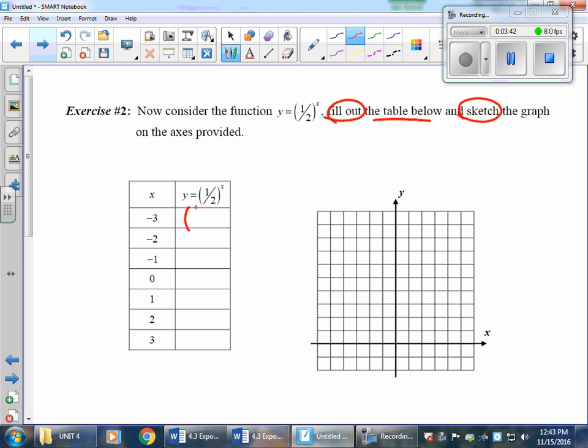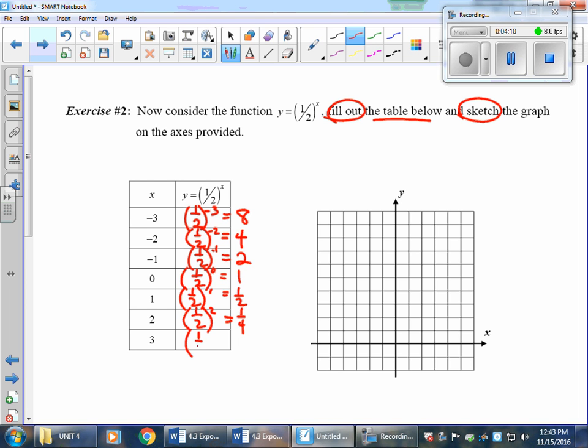So this is going to be 1/2 to the negative 3 power, which is positive 8. This is going to be 1/2 to the negative 2 power, which is positive 4. This is 1/2 to the negative 1 power, which is positive 2. And again, anything to the 0 power, we all know is 1. Then we have 1/2 to the first, which is 1/2, or 0.5 if you want to do the decimal equivalent. 1/2 to the second power is 1/4.